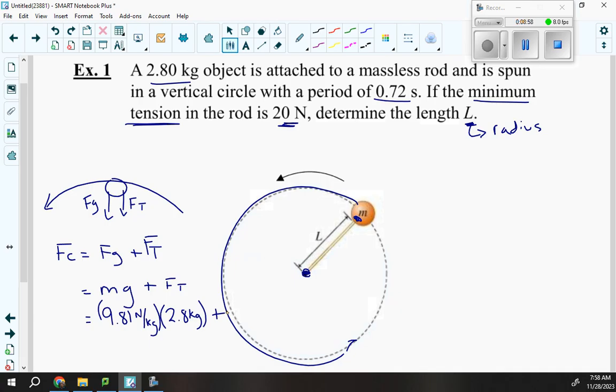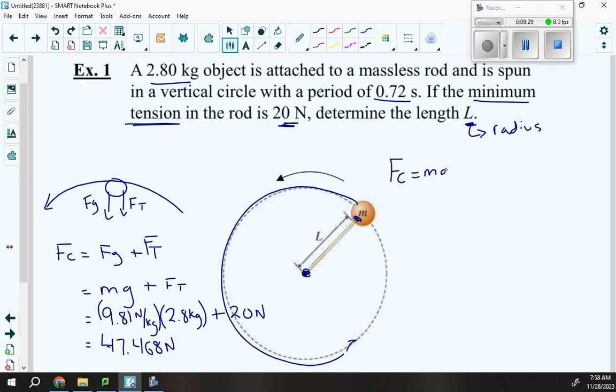Plus the tension force, we said the tension force was 20 newtons. So FC, or my net force for this circle, is 9.81 times 2.8 plus 20, which should be 47.468 newtons, and obviously that's downwards because literally everything is downwards. So now that I know FC, we could do this in a couple different ways.